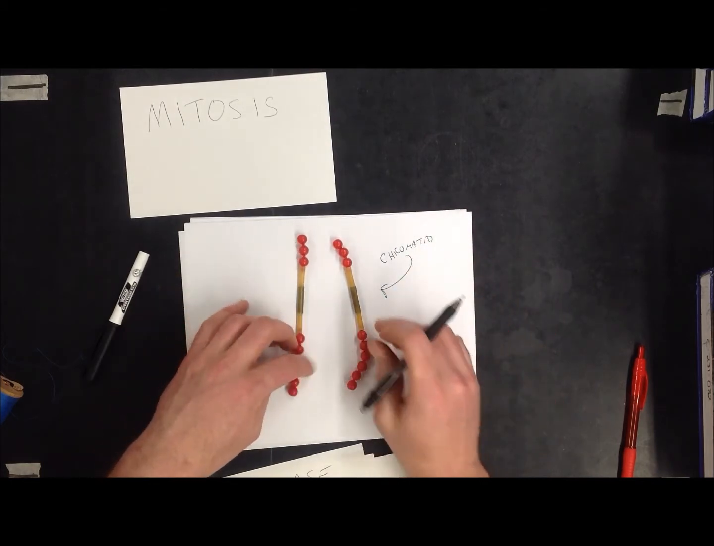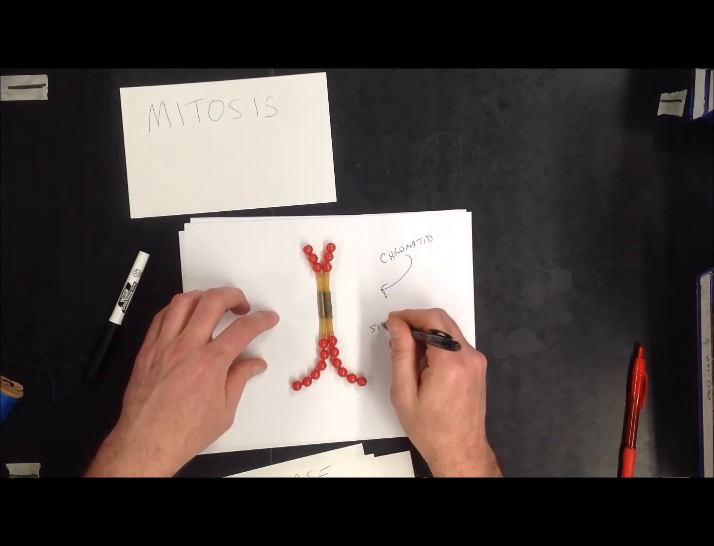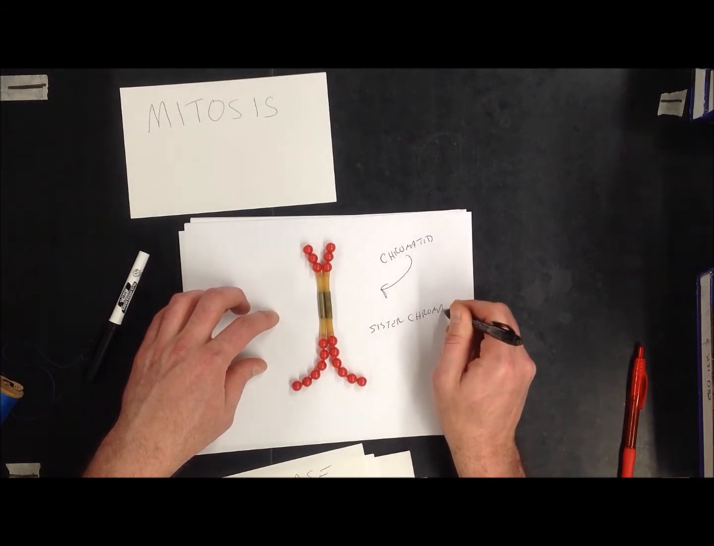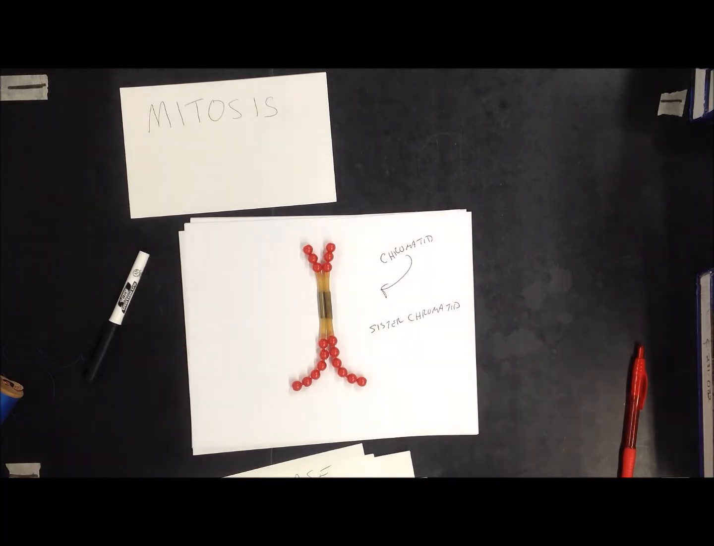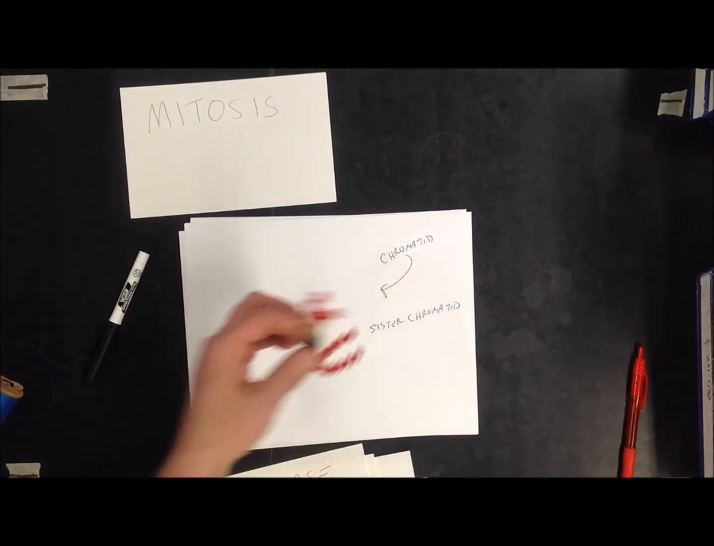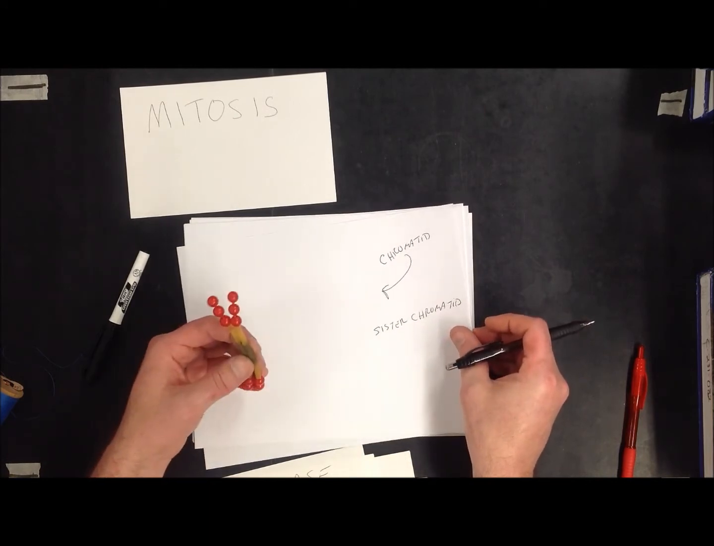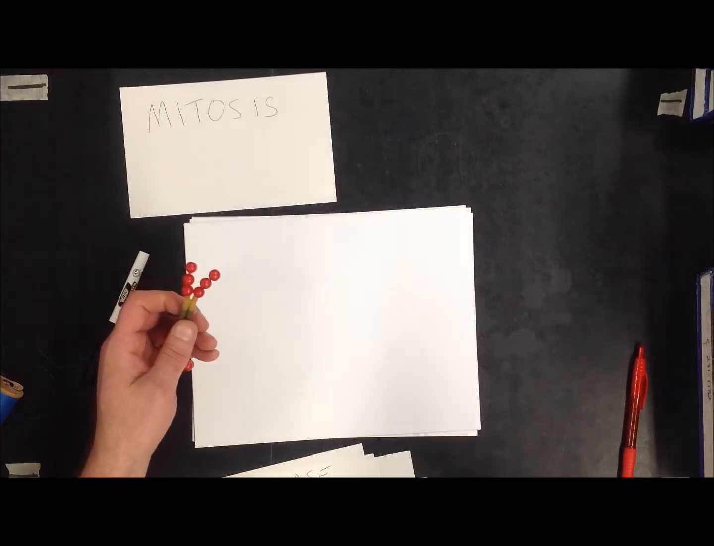And then together, these would be sister chromatids. This is important that you know what these things are called, because when you get a problem, if you don't know what we're talking about, you will not be able to solve the problem. So that's your background information that you need.